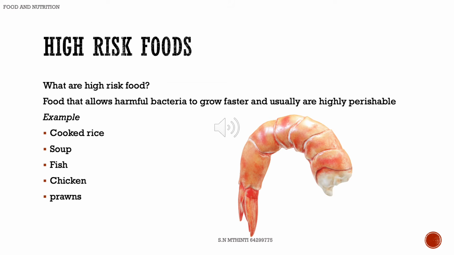Fish. Because it is a protein, fish naturally has bacteria in it. So if it's not stored or handled properly, it becomes a high-risk food. Chicken, due to the presence of salmonella. And prawns. All these items are high-risk foods.